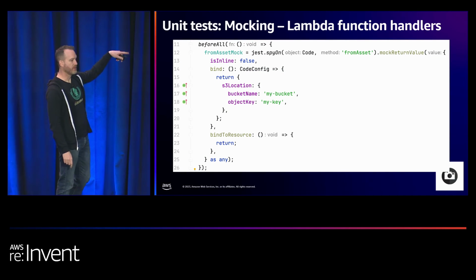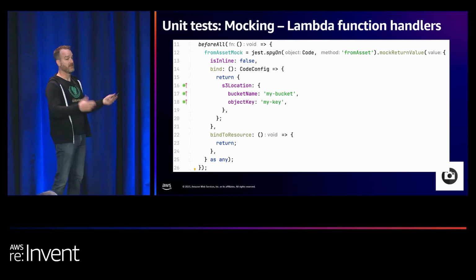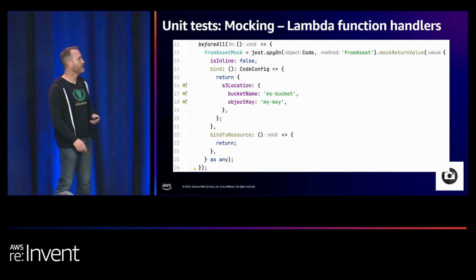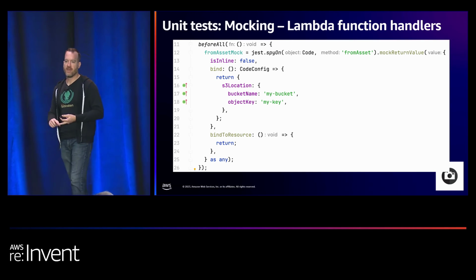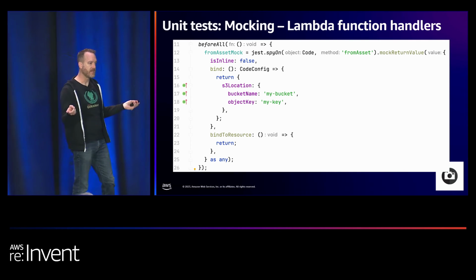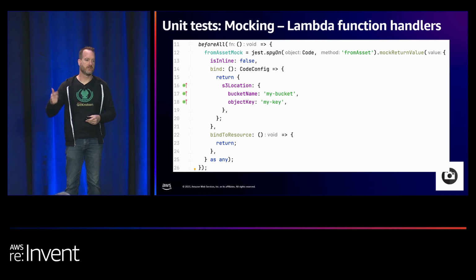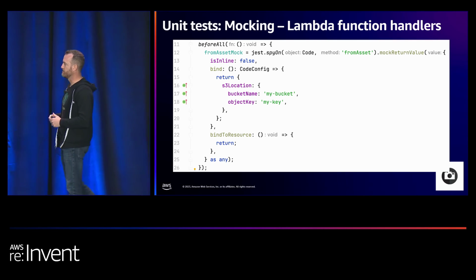This little line of code is in almost every single one of my test cases for every single stack, because I always end up having a Lambda somewhere in there. So this isn't going to generate any zip files when I run my test, which means it's going to be faster. And because I'm statically giving back an object key of my key, it means that my snapshot test isn't going to change every single time I run it. So this is really important if you're going to be doing snapshot tests. Have this ability to mock it out.